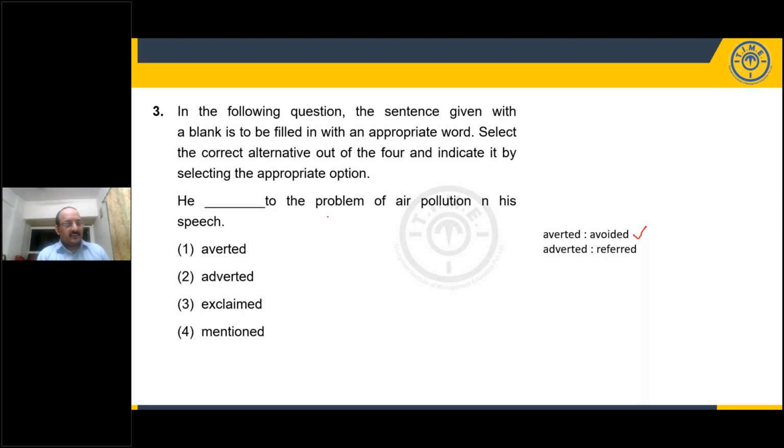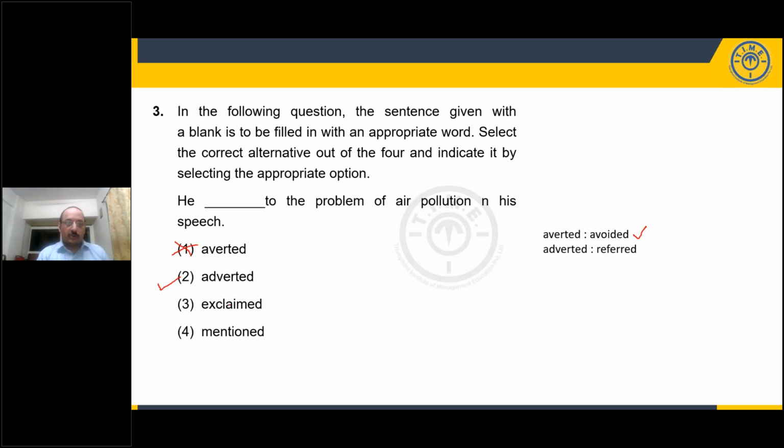Now, can I say averted to the problem of air pollution? No. Then I have to say he averted the problem of air pollution. This "to" would not be needed. So one becomes wrong. He adverted to, or he referred to, the problem of air pollution. Yes, this seems to be correct. He exclaimed the problem of air pollution.